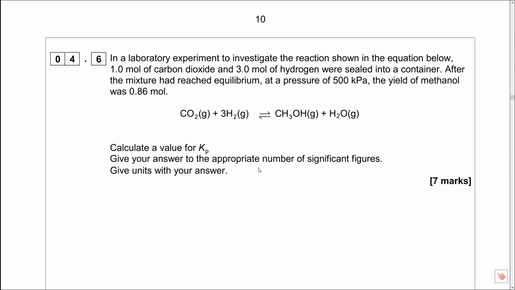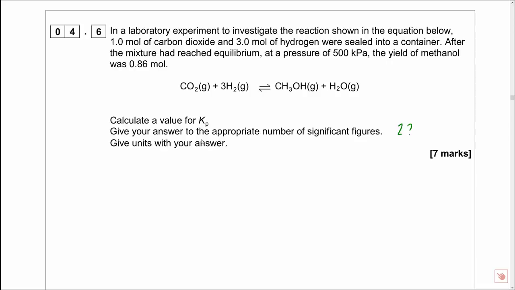Calculate a value for Kp and give your answer to an appropriate number of significant figures and give units with your answer. Right, well, straight away I know what my significant figures are going to be. Nailed that one. That's going to be 2, I believe. I'm going to put that there with a question mark, because I've got 2 here. I've got possibly 3 there, but it's a bit of a weird one. It's certainly limited by the fact that this is to 2, these are to 2 as well. So I think we're going to do it to 2 significant figures.